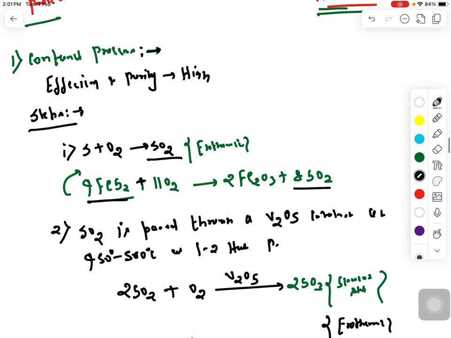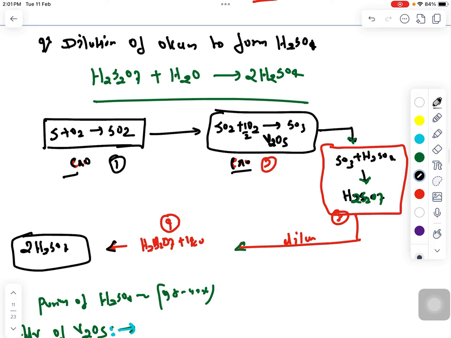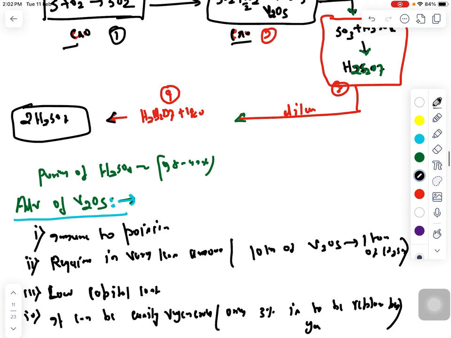In the contact process, this happens in 3 steps. In the first step, sulfur is oxidized to form SO2. This reaction is exothermic, and again SO2 is converted into SO3 in the presence of V2O5 catalyst. Again this reaction is exothermic. After that SO3 is absorbed in H2SO4, because SO3 is not absorbed in water. That's why concentrated H2SO4 is required, and it forms H2S2O7, oleum, which is then diluted with water, and ultimately forms H2SO4, sulfuric acid, right?